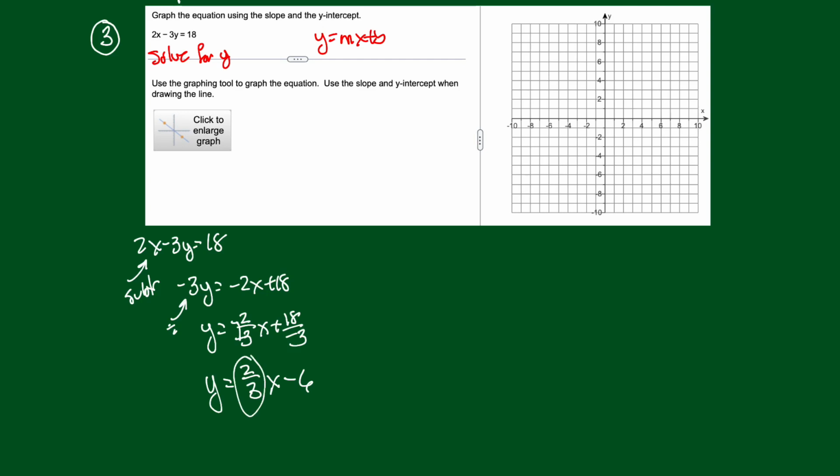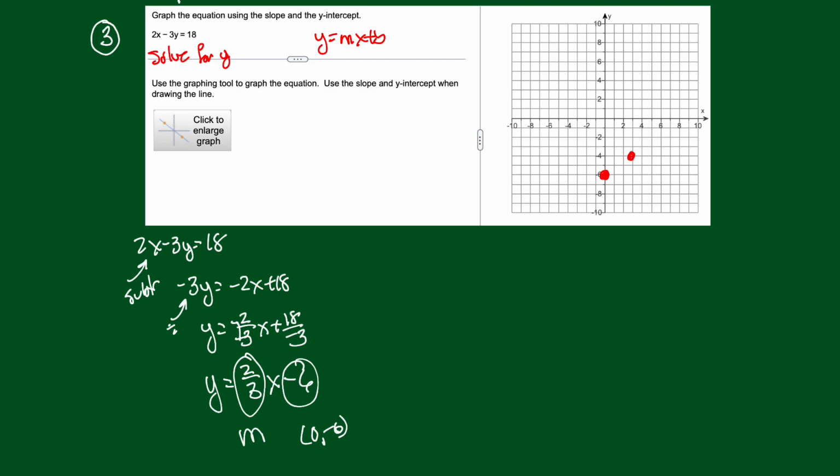I've got the slope, and the y-intercept is really what? 0, -6. So I'll start by plotting the y-intercept. It's down here at -6, and then the slope is 2/3. Now the bottom number tells us the horizontal change, 3, right? 1, 2, 3, and the top number, the vertical change, 2. So I'll put a point to the right 3, up 2, puts this here.